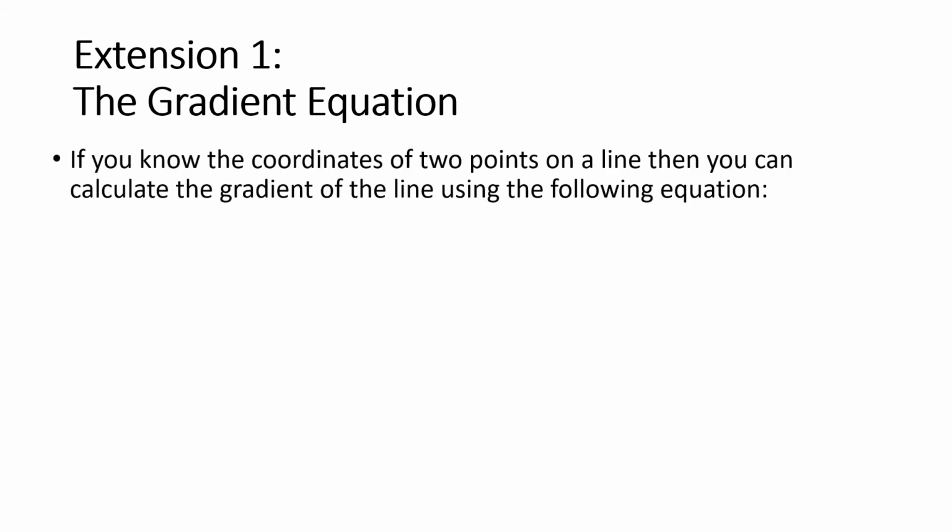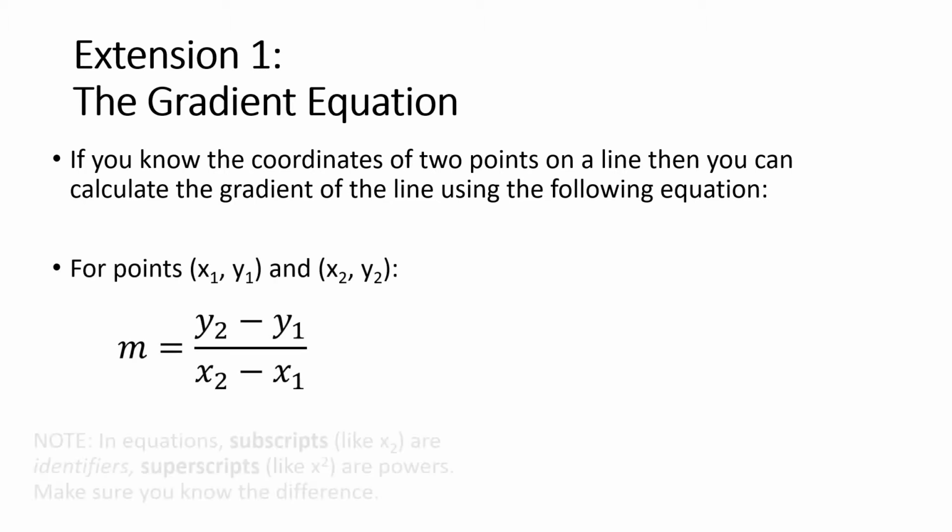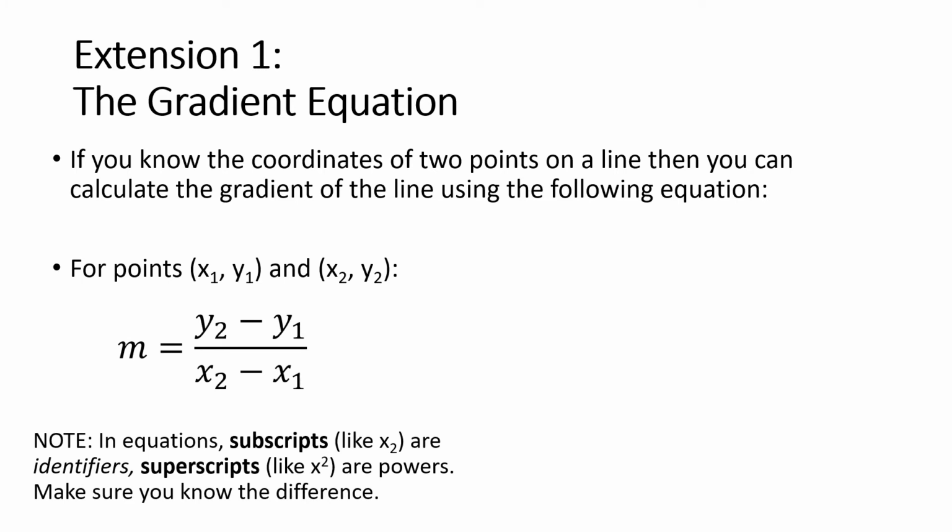The first extension is the gradient equation. If you know the coordinates of 2 points on a line, then you can calculate the gradient of that line using this equation. If the 2 points are (x1, y1) and (x2, y2), then m, the gradient, is (y2 minus y1) all over (x2 minus x1).